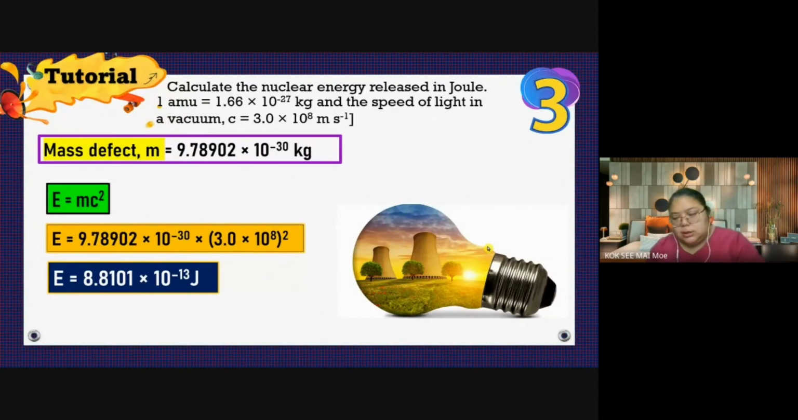The question pattern is almost like this only. Just ask you to find the mass defect. After that, find the energy. Just now there was the extra one, mega electron volt.